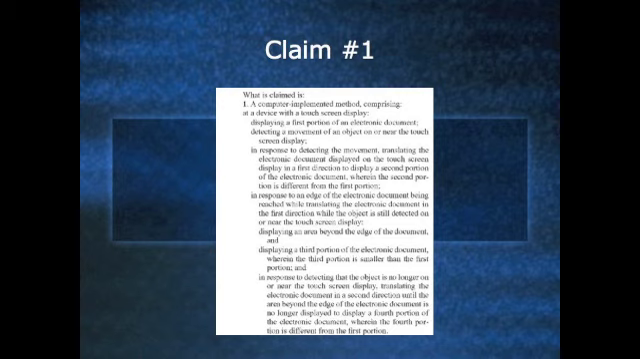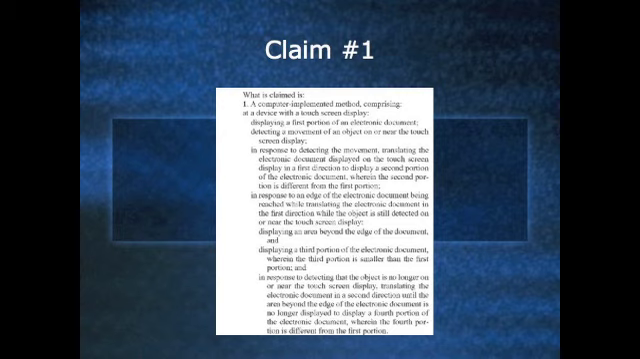The second part, in response to detecting the movement, translating the electronic document displayed on the touchscreen display in the first direction to display a second portion of the electronic document, wherein the second portion is different from the first portion. I think this is where we can begin to argue in HTC's favor, because the language used to describe the different directions of the movement and of the document are extremely vague, and so because of that, we can argue that the patent is too vague.